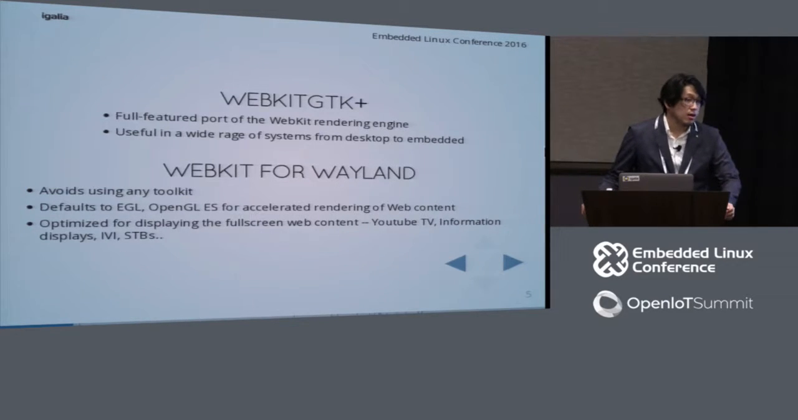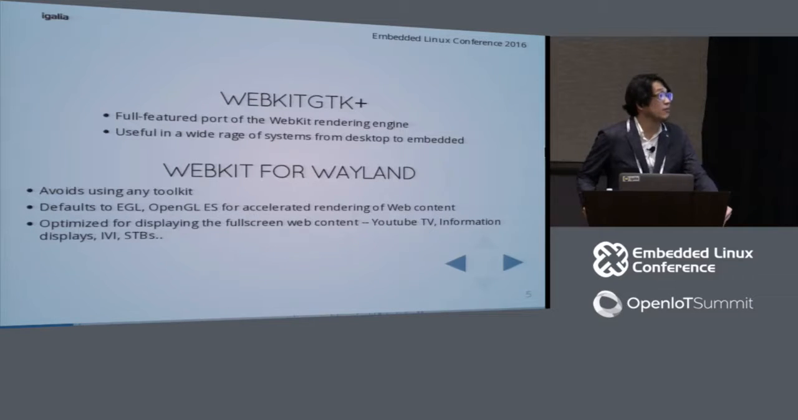So we are using WebKitForWayland on the Raspberry Pi platform to render YouTube TV or other TV-specific contents. It is basically full screen content without any borders or buttons. All of that content is composed in web HTML5 technology. So it does not need any other toolkits such as window managers or GTK. So it is really lightweight.